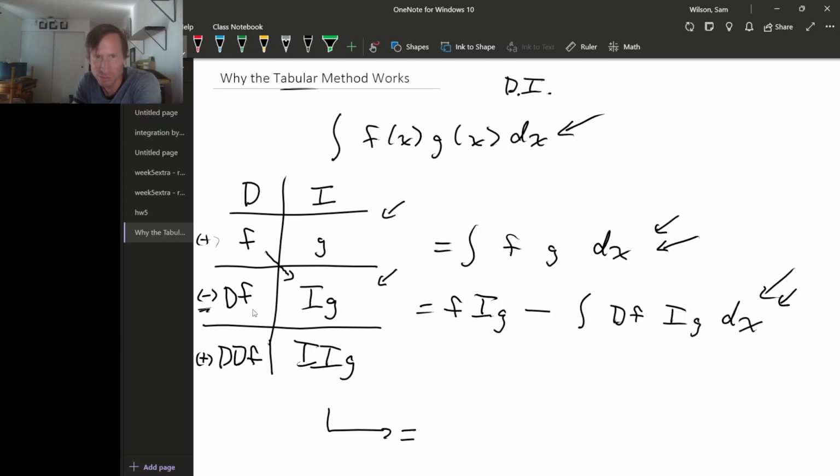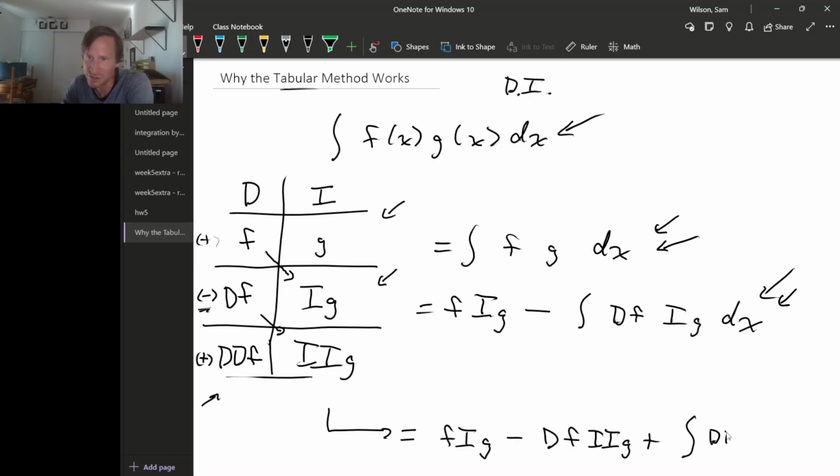So again, it's these diagonal products. So we have plus f times integral of g, okay, minus this diagonal product, so derivative of f times the integral of g. And then now we're at the last row in our table, so we have another term, so plus, and it's going to be the integral of the product of these two. So derivative of f times the integral of g dx. So this row is what comes out of the table.